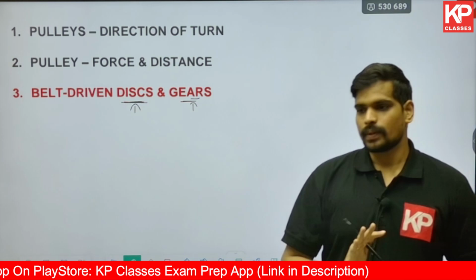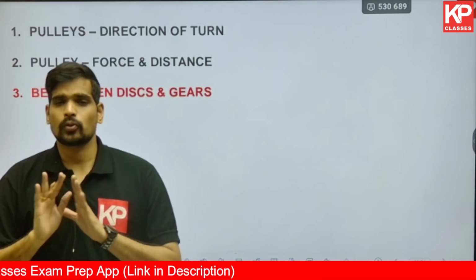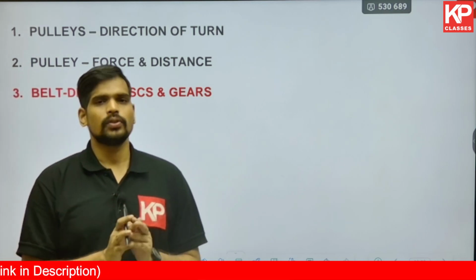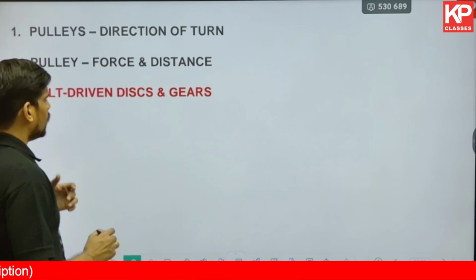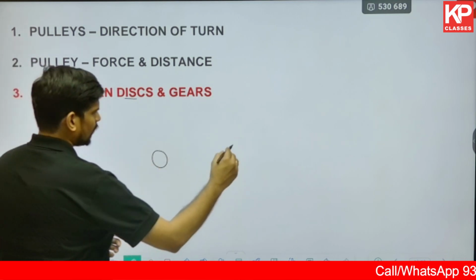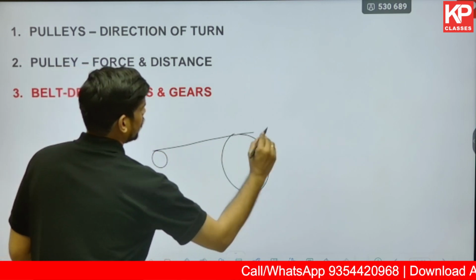The basic concept which you have to remember. Let me talk about discs first. The same concept applies to gears also. We'll solve all the models of questions which have been asked in both CEED and UCEED from the gears point of view. But firstly, with respect to discs, let us say there's a small disc over here and there's a larger disc over here, which are both connected with a belt.